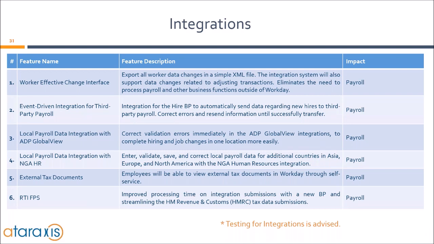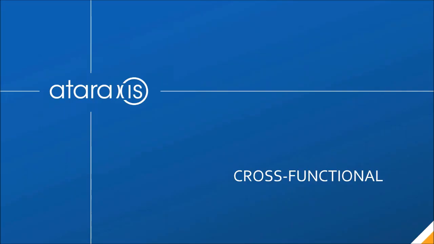Then we can go to integrations. There are 6 integrations which are completely related to payroll. The first one is the worker effective change interface. So now you can export all work data changes into a simple XML file. This eliminates the need to process payroll and other business functions outside of Workday. So the integration system will support the data changes related to the transaction. So that's the first one.